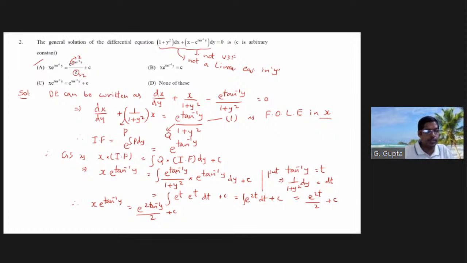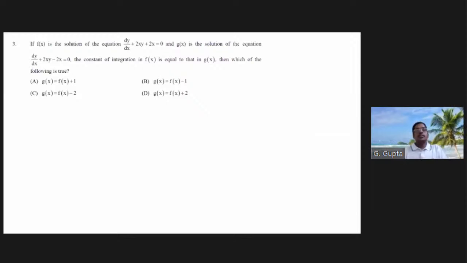Okay, so let us go to the next examples. Next practice questions. If f of x is the solution of the equation dy by dx plus 2xy plus 2x equal to 0, that is usually the solution is nothing but the dependent variable y. Instead of y, it is given f of x, because y is a function of x, where the derivative dy by dx is considered. Your solution is always a function of the independent variable. And g of x is the solution of the equation dy by dx plus 2xy minus 2x equal to 0. The constant of integration in f of x is equal to that in g of x. Then which of the following is true?